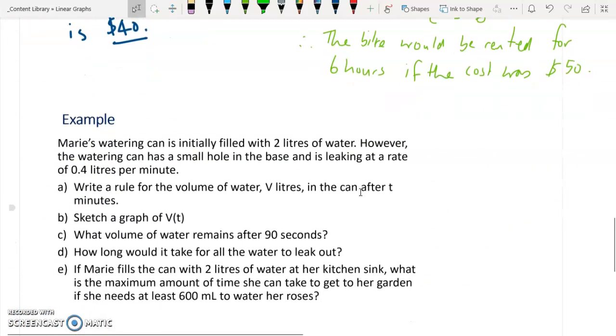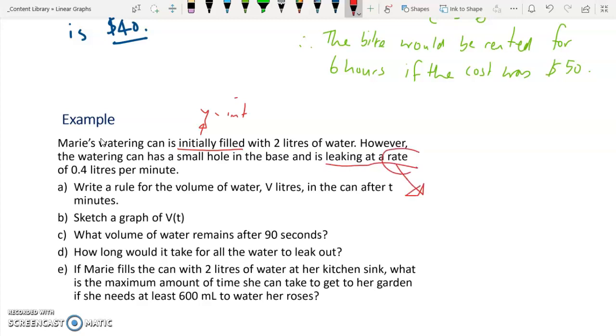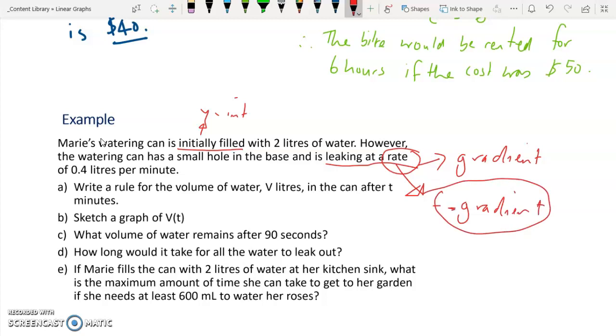Now I'm just going to start you off on this one because I just wanted to clarify one thing. Marie's watering can is initially filled with 2 liters of water, so that's going to be our y-intercept. However, the watering can has a small hole in the base and is leaking at a rate. This is our gradient, but because it is leaking, we're going to have a negative gradient. We need to be careful of that. Negative gradient, leaking 0.4 liters per minute.